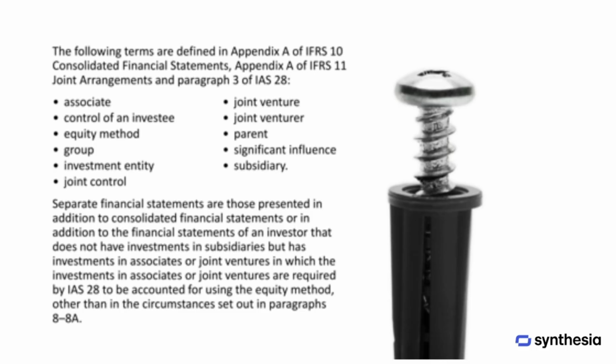Several important terms related to financial reporting are defined in other standards. These include concepts like associate, control of an investee, equity method, group, investment entity, joint control, joint venture, joint venturer, parent company, significant influence, and subsidiary.